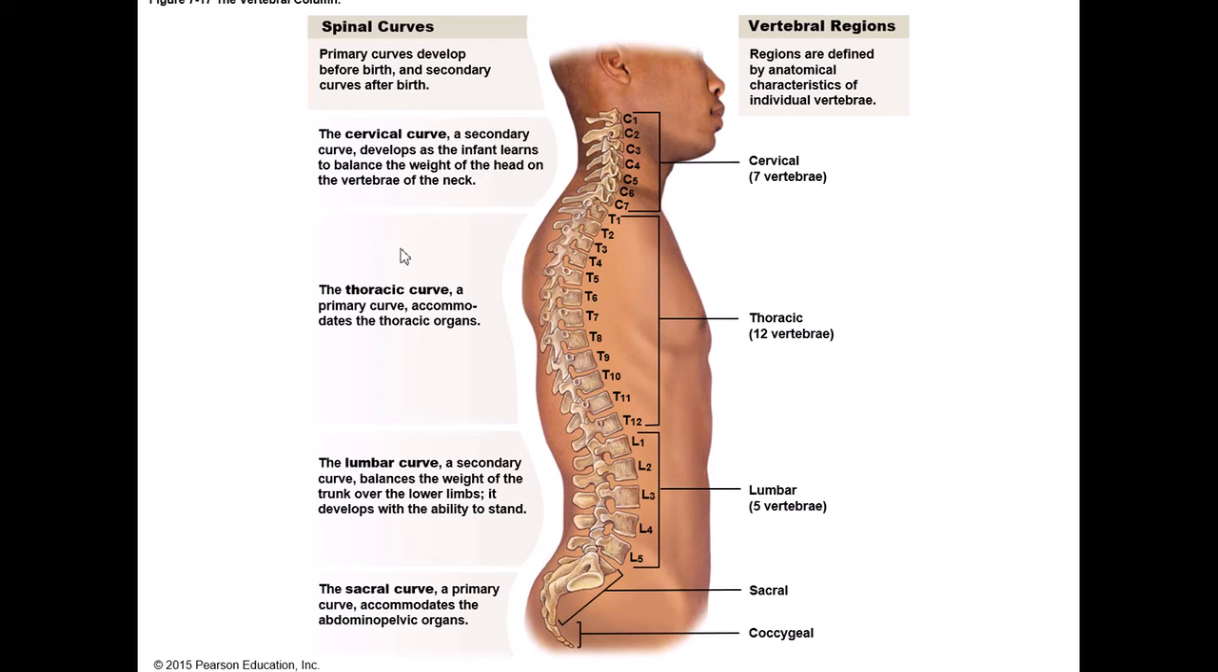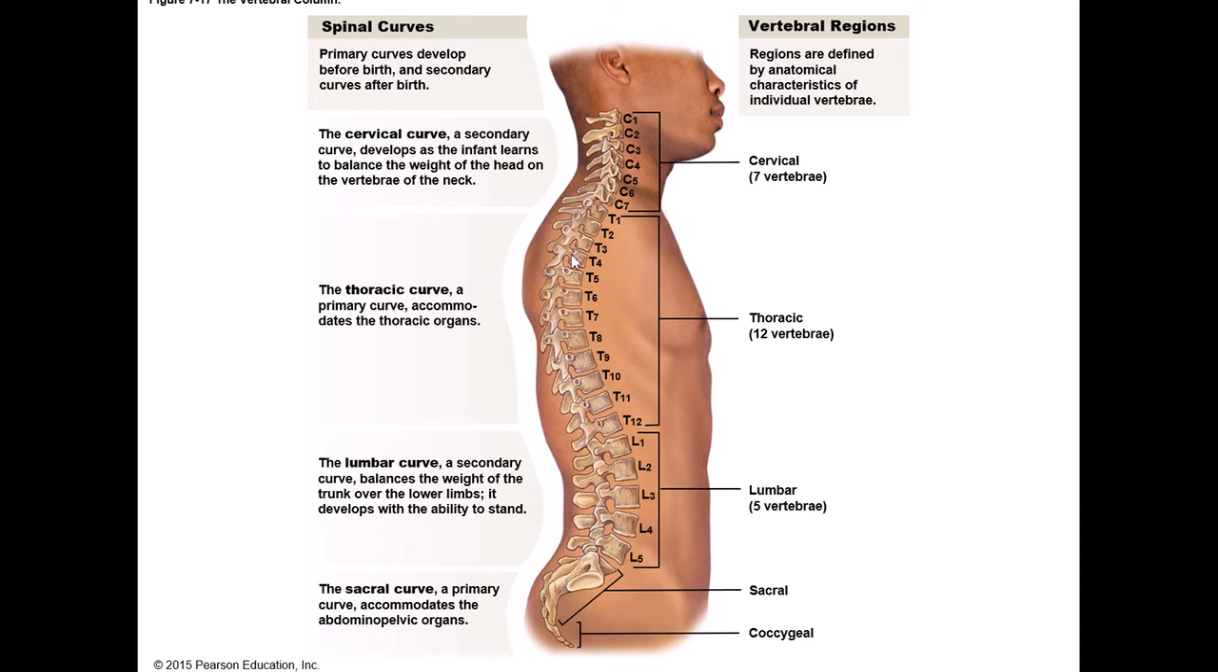Once we start to lift up our head, instead of this curve being faced backwards, like the convexity being faced backwards, it changes so that the convexity faces anterior or forward. So since this curve changed direction after birth, we call it a secondary curve. It's about the time that we start to hold up our head and lift our head up, that type of thing. The curve changes direction. So the cervical curve is a secondary curve. It changed direction after birth.